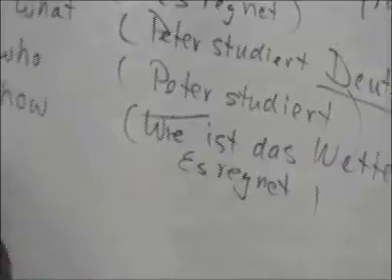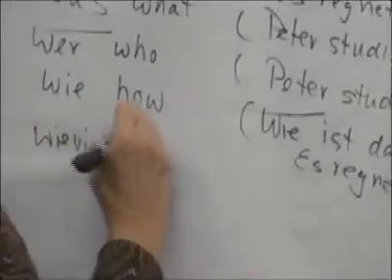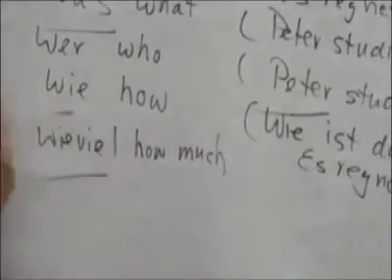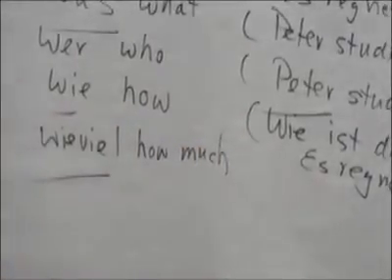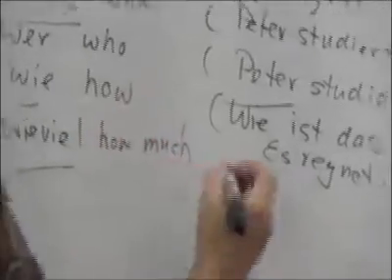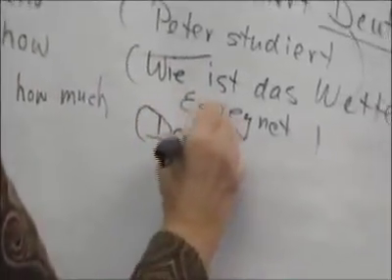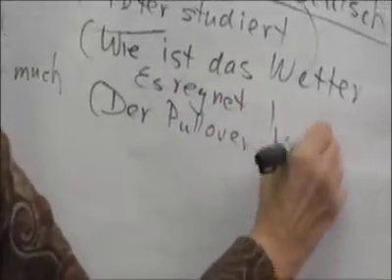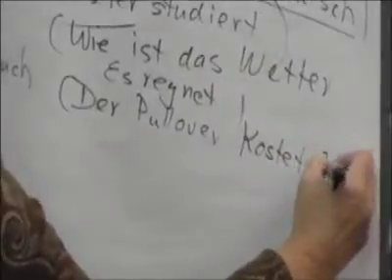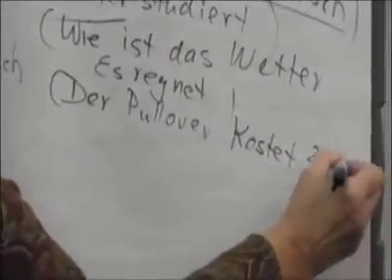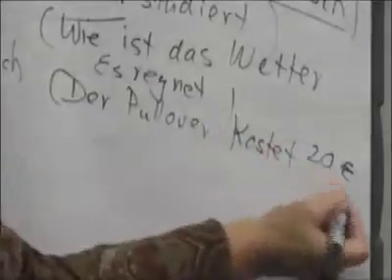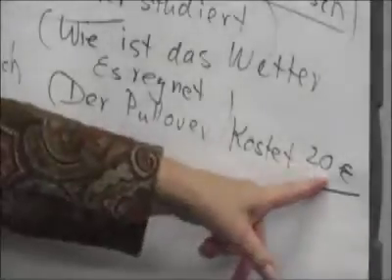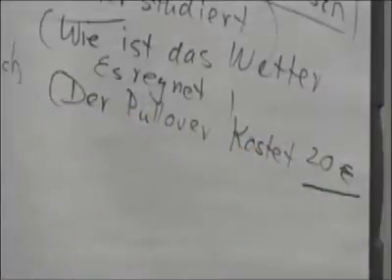Wie viel means how much. And this would be a good one to know when you ask for a price, right? How much does something cost, right? So if it says, der Pullover kostet 20 Euro. So we're asking for the price, right? 20 Euro. How much? Wie viel kostet der Pullover? And the answer would be 20 Euro.